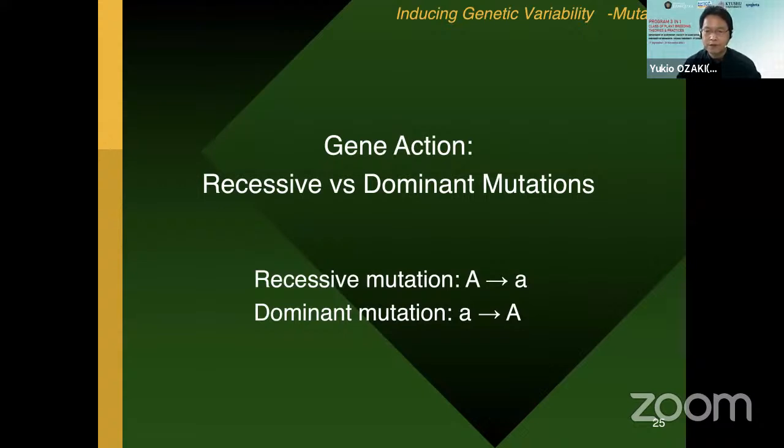In terms of gene action, a mutation may be a recessive mutation, changes of a dominant allele to a recessive allele, large A to small a. Or a dominant mutation, changes of a recessive allele to a dominant allele, small a to large A. Open pollinated species may accumulate a large amount of recessive mutant alleles without any adverse effect. However, upon selfing, the recessive alleles become homozygous and are expressed, leading to the phenomenon of inbreeding depression.